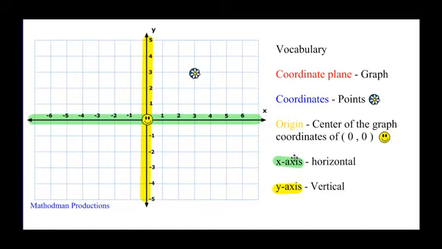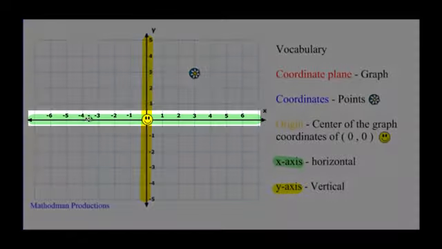And the coordinate plane is made up of an x-axis, which I highlighted in green right here. If you observe, everything on the right side of the x-axis is positive, and just remember that everything to the left of it is negative. Just take a look at that. That's the x-axis. It goes horizontal, so from left to right.